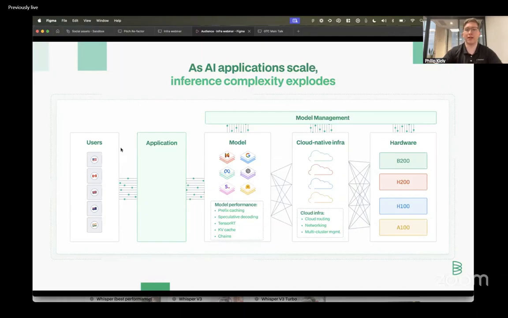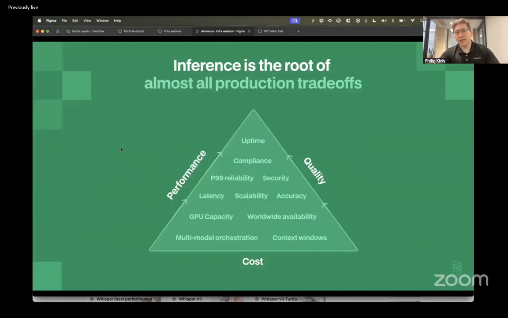How are you able to get it on demand? And all of this stuff relates to each other. So it's not just a series of linear issues to solve. Every single issue affects the other issue. For example, which hardware you use affects which model performance optimizations are available to you, as well as which clouds and which regions you're able to access. And inference is at the root of every single trade-off you're going to make during this process, because you're trading off between performance, quality, and cost in every single decision you're making here.